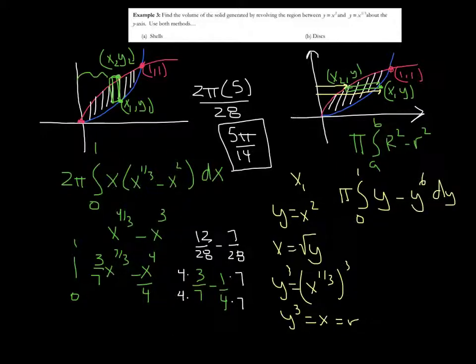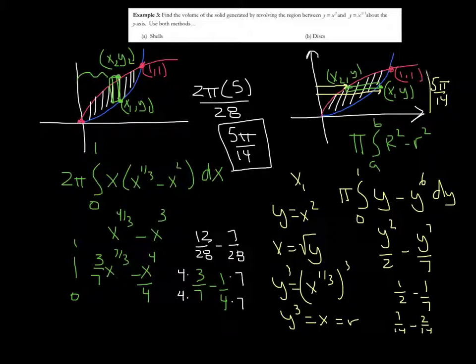All right, so now we're going to integrate, and you get y squared over 2 minus y to the 7th over 7. And then you're going to plug in 1, and you get 1/2 minus 1/7. And we can get a common denominator of 14. So this is going to be 7 over 14 minus 2 over 14, which is 5 over 14, times the pi out front gives us 5 pi over 14, which is the same answer that we got using the shell method.